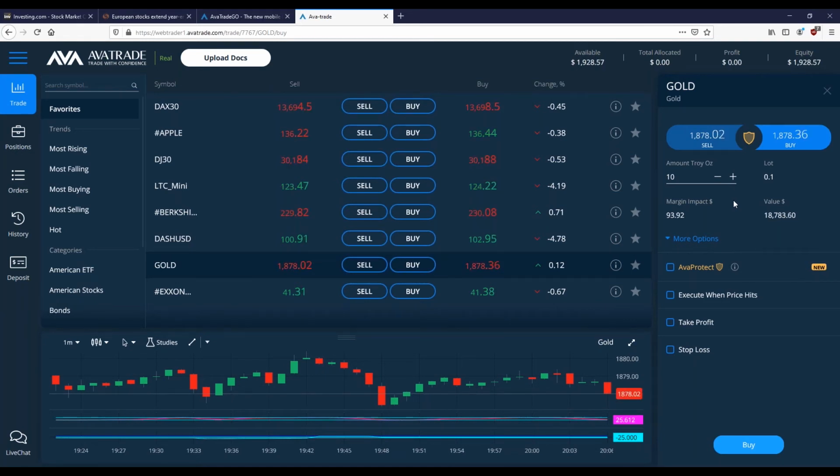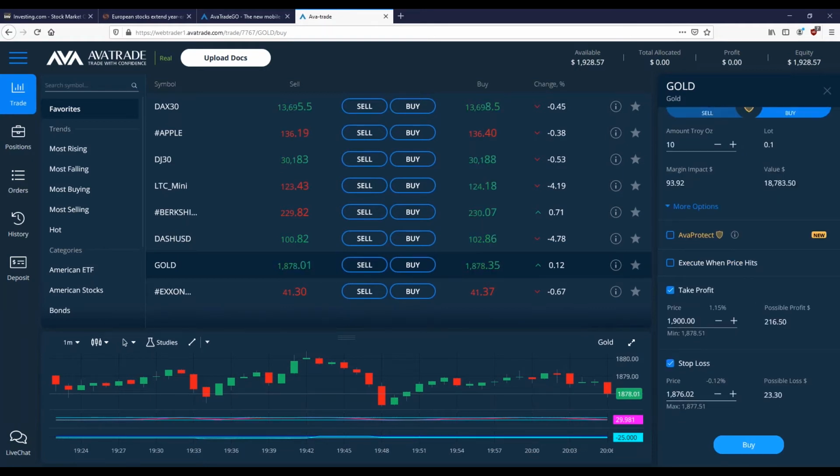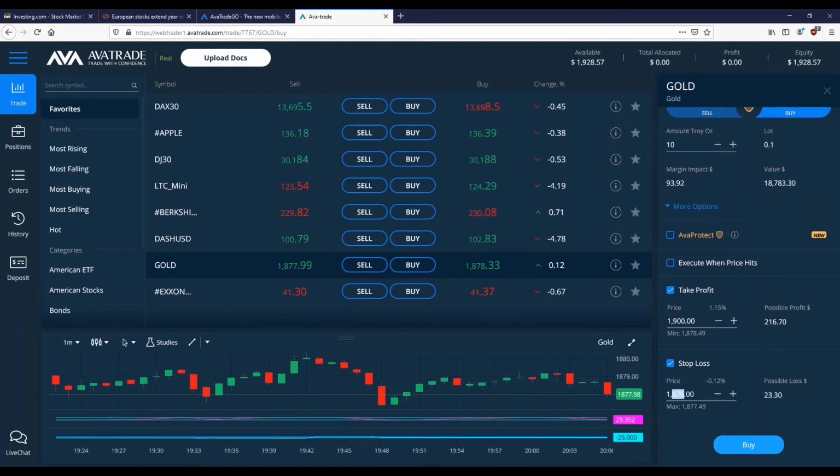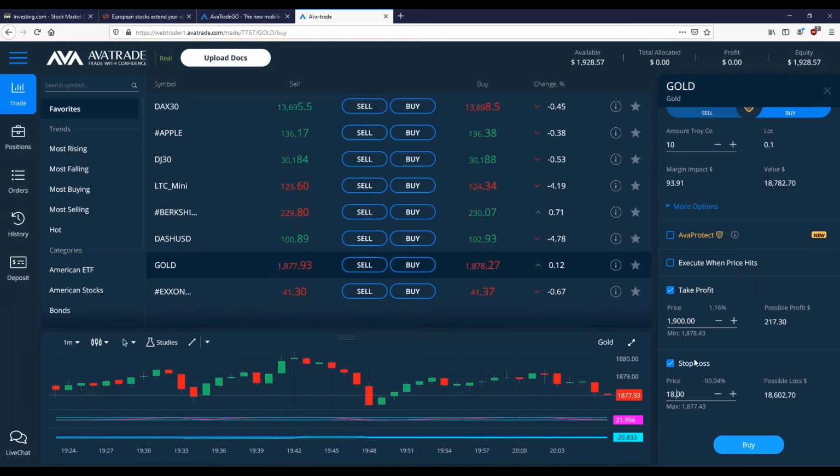But just to show you the features here, if I'm buying on gold, let's say, and I want, I don't know, 10 ounces. So I might say my take profit, I want to take profit maybe at 1900. Okay, a scalp type move. And maybe I want my stop loss, I don't know, maybe $10 down. So where's the price right now? We're looking at 1878 or so. So maybe I say I want my stop loss at 1868.